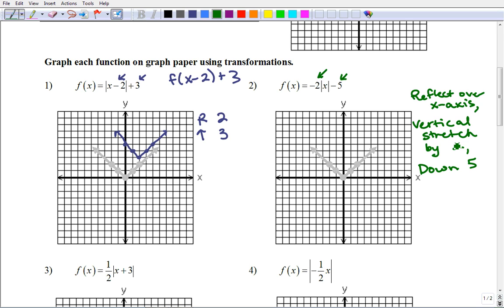So remember, we're still doing the same order of transformations as we've done before. We look for left and right, then we look for multiplying the x, then we look for multiplying the y, and then we move up and down. Okay, so each of these points we're going to reflect over the x-axis, multiply the y value by 2, and then move down 5. 1, 2, 3, 4, 5.